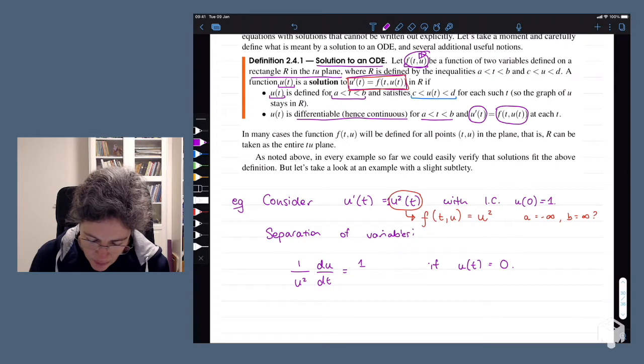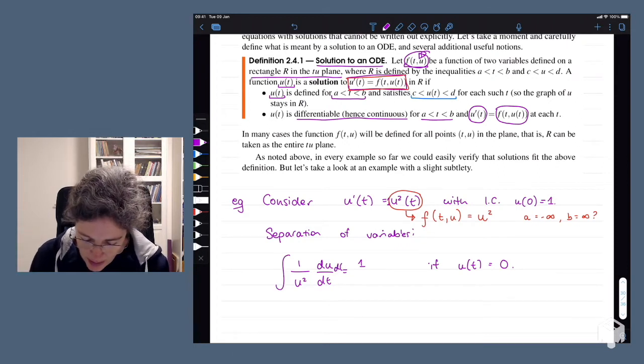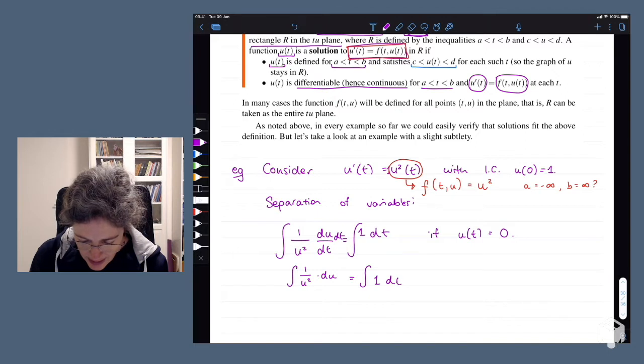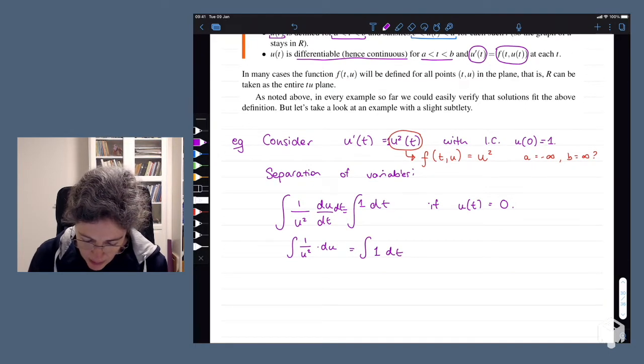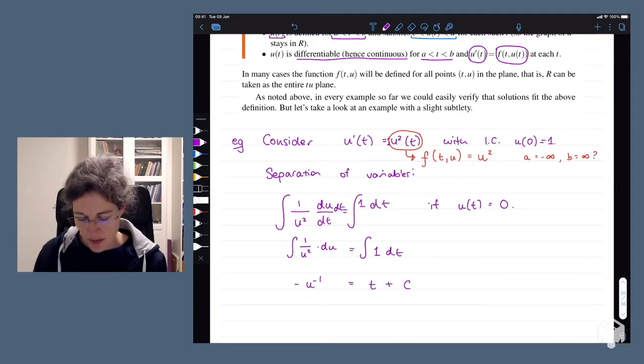Okay, so separation of variables says once you've done the separation, you integrate both sides with respect to t. And then the magic happens, and essentially what you end up doing is the integral of 1 over u squared du is equal to the integral of 1 dt. So these are nice and straightforward. So we've got minus u to the minus 1 is equal to t plus c, where I've just folded in the constant from this side into the constant on the other side.